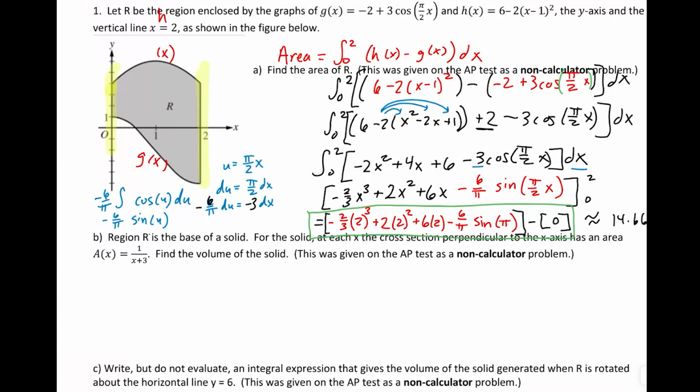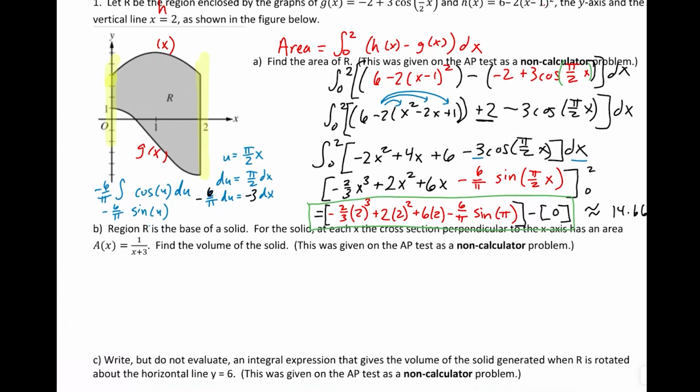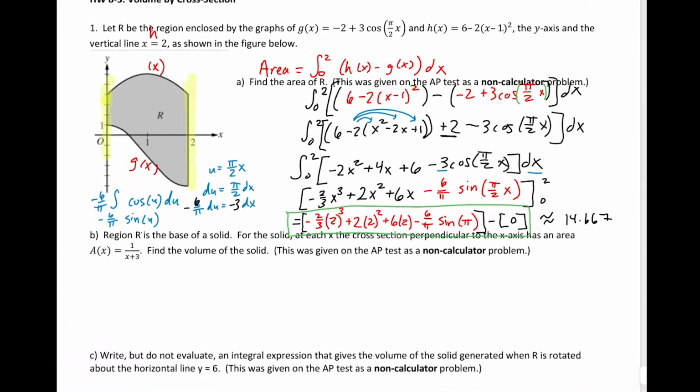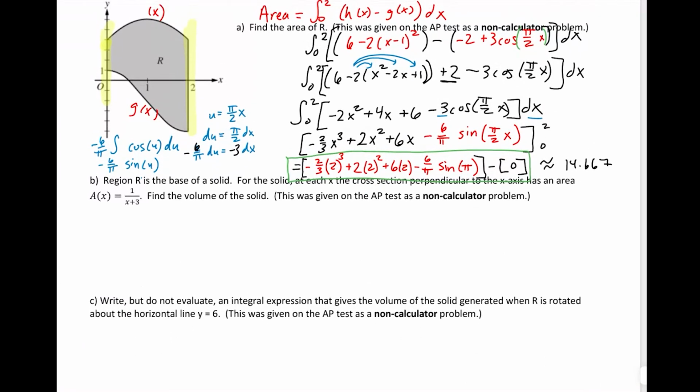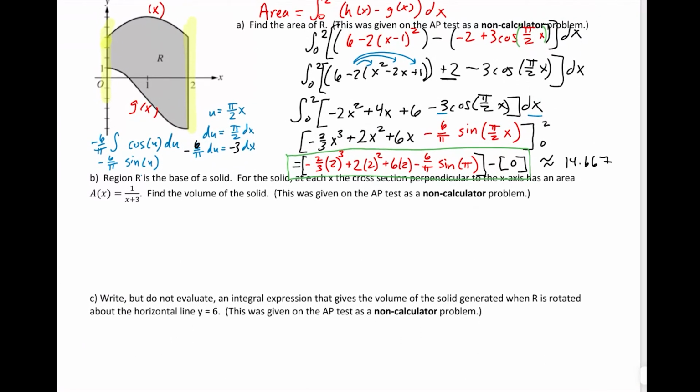Okay, part B says region R is the base of a solid. So it's the same region, but it's the base of a solid. For the solid at each x, the cross-section perpendicular to the x-axis has an area given by the A of x function. Find the volume of the solid. So this is a non-calculator problem as well. Let's go ahead and zoom out just a bit. So yeah, we don't know what the shape of the cross-section is. It doesn't actually tell us, but they do give us the formula for that area.